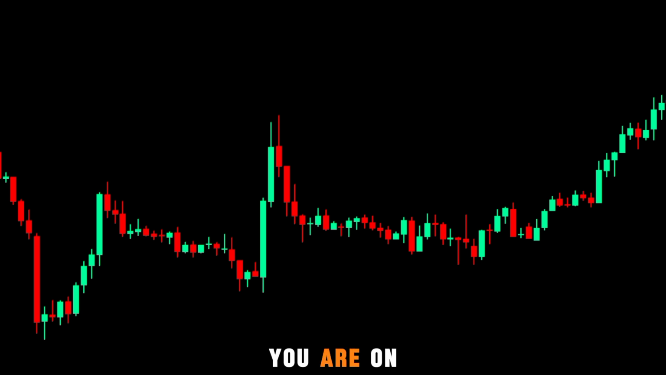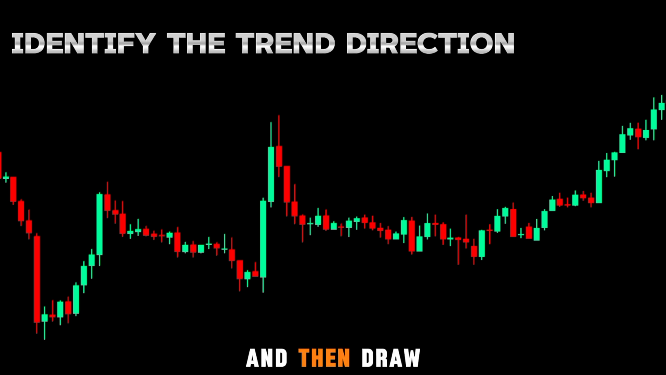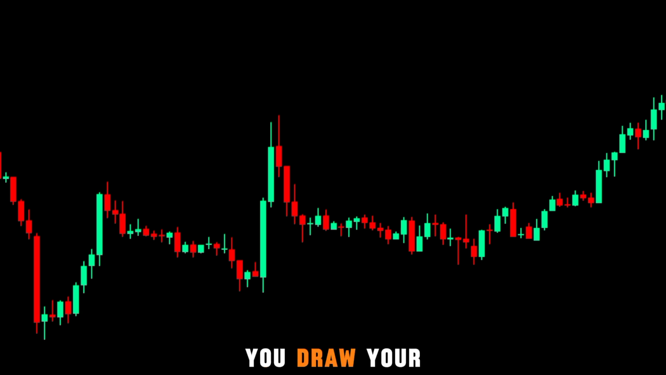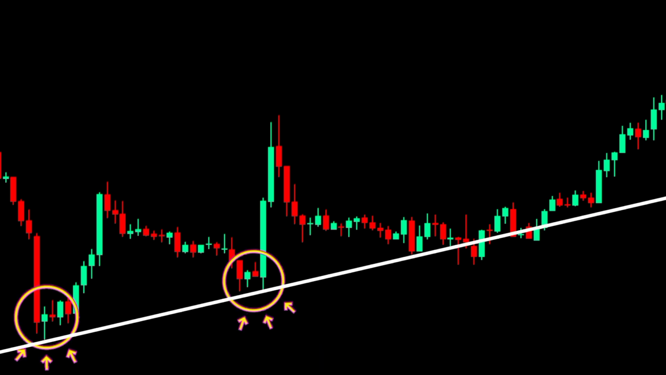Now, when you are on your chart, the first thing you do is to identify the trend direction and then draw out your trend lines. When trading this strategy, you draw your trend lines according to the first pattern of drawing trend lines, of which I told you earlier, which means you will draw your trend lines on the wicks of the candles. This way, we know we are focused on one direction, and we are not looking for quantity of trades, but for the best quality trade possible.